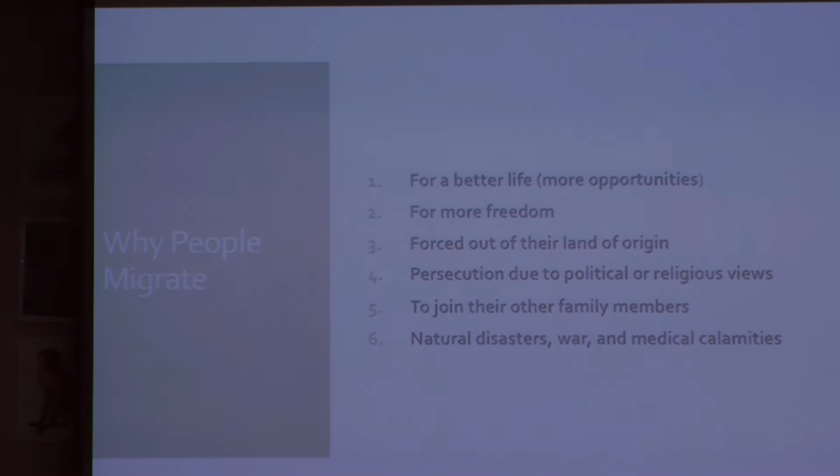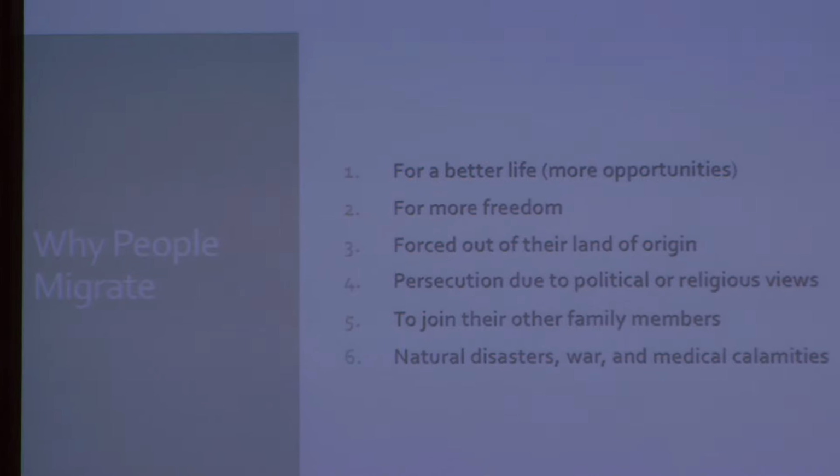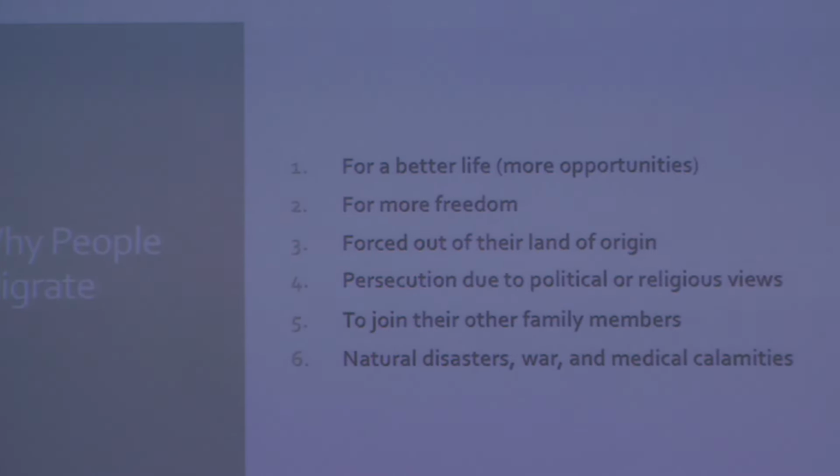This is simple, why people migrate. We all migrate, we want better life, we want more freedom. Sometimes we have political problems, or sometimes you come for family reasons, or so many other reasons. Keep moving.